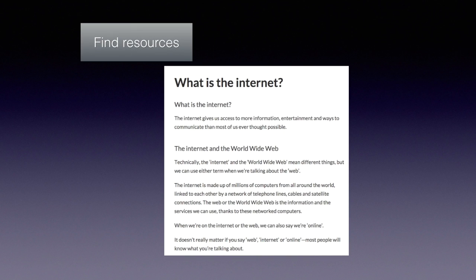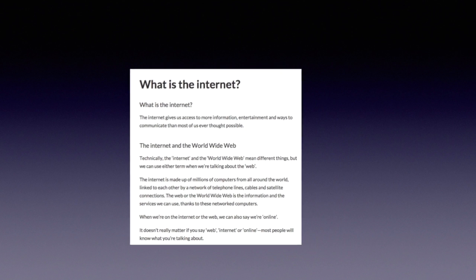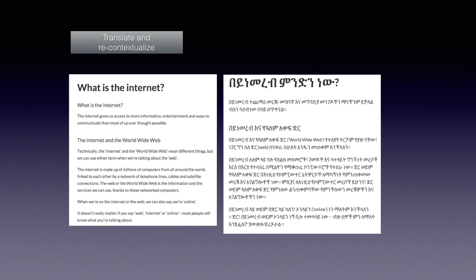When we find something, and this is an example from a course that we are working on now, titled "What is the Internet?" This is a small piece of this. The first thing we do when we find it is to translate it. In this case, over to Amharic. We also recontextualize it. That could mean changing pictures, examples, so that it fits our purpose, in this case in Ethiopia.